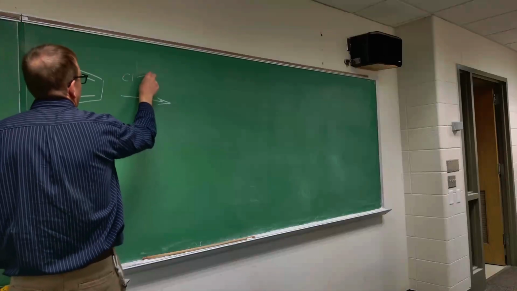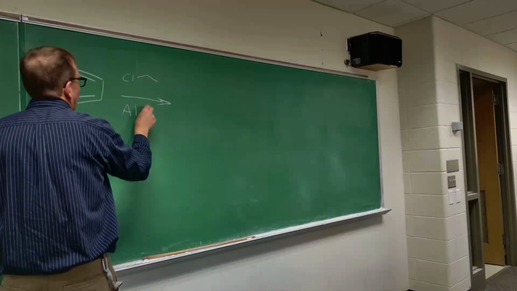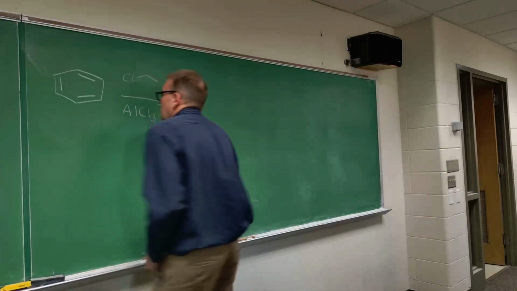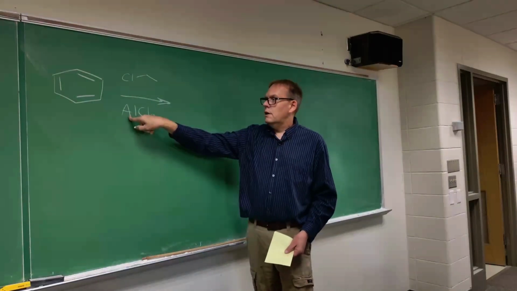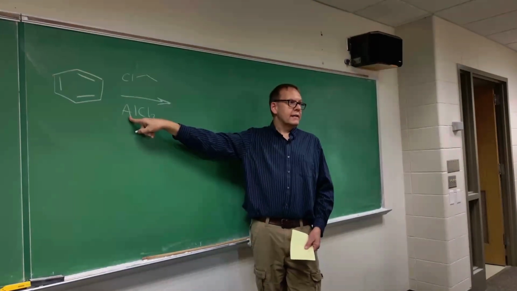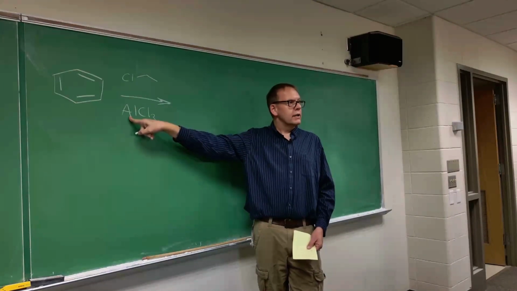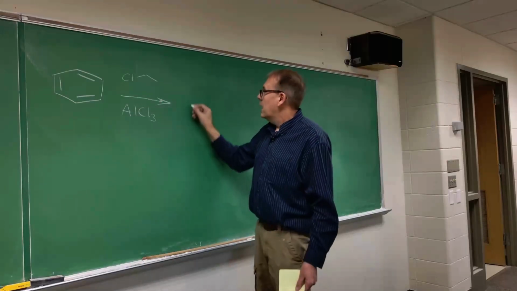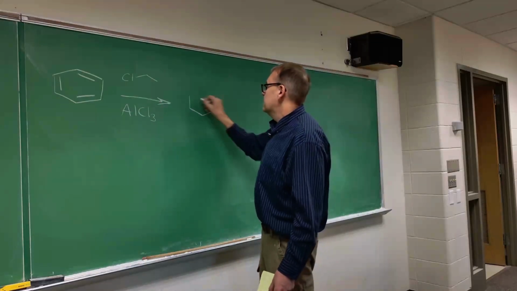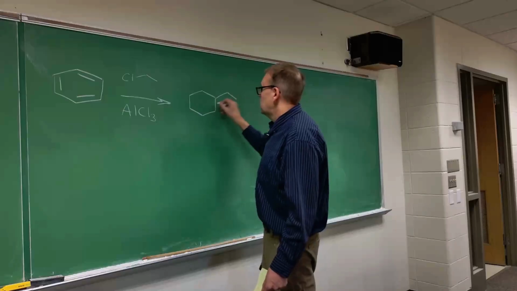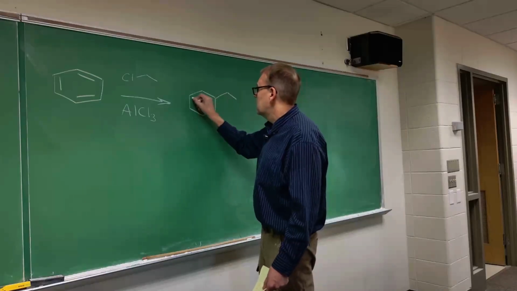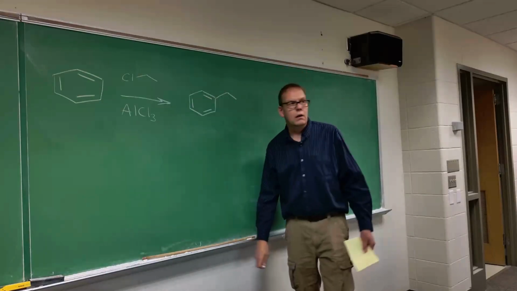So here's the over-alkylation problem, and I'm going to illustrate it with benzene and Friedel-Crafts alkylation with chloroethane. So chloroethane and aluminum chloride, you get the chlorine bonding to the aluminum, which activates it and makes it into an active electrophile, and then the ring attacks it, and you get ethylbenzene. Okay, no problem there. That's a reaction that works well.